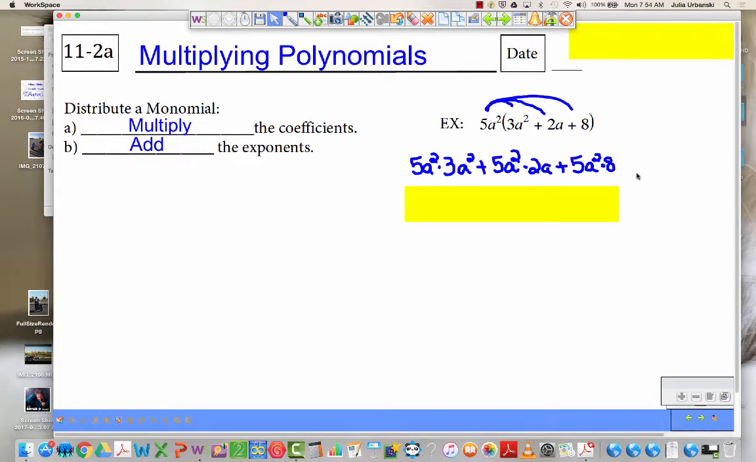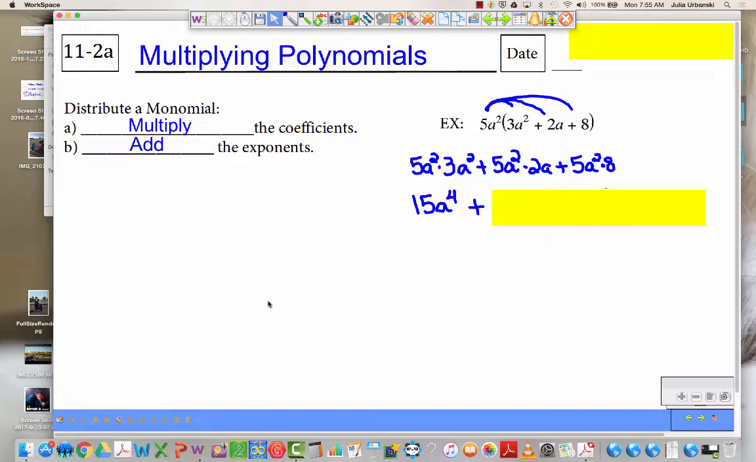Good. So you're just distributing the 5a squared. And now it's just like the last chapter. You multiply the 5 and the 3, you get 15. But what do you do with a squared and a squared? Add them. You get 15a to the 4th.